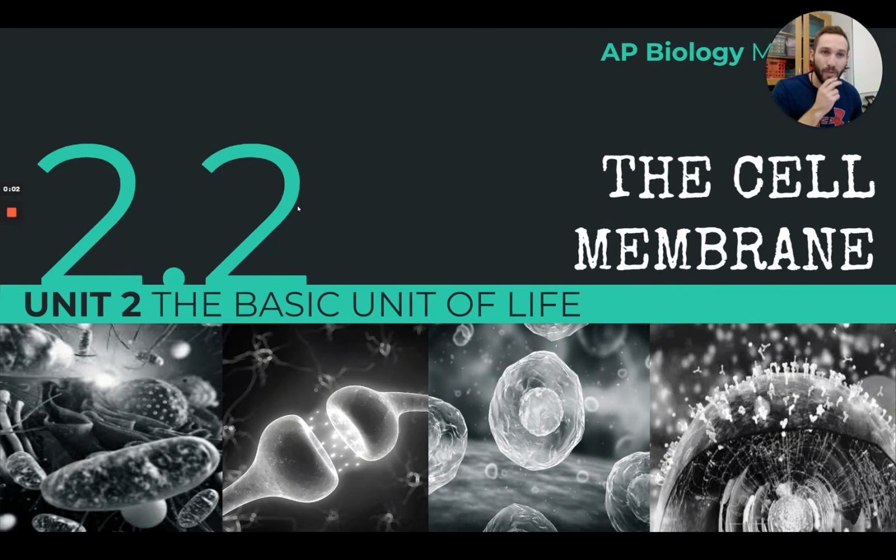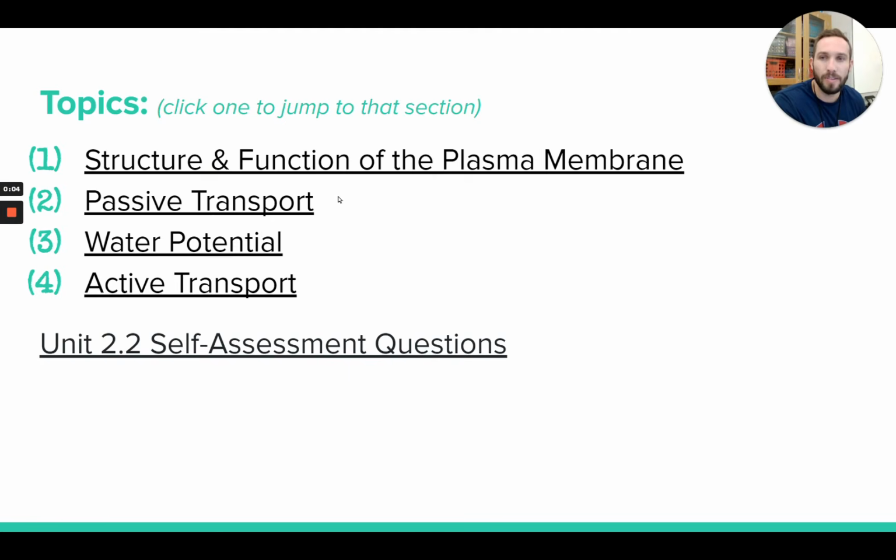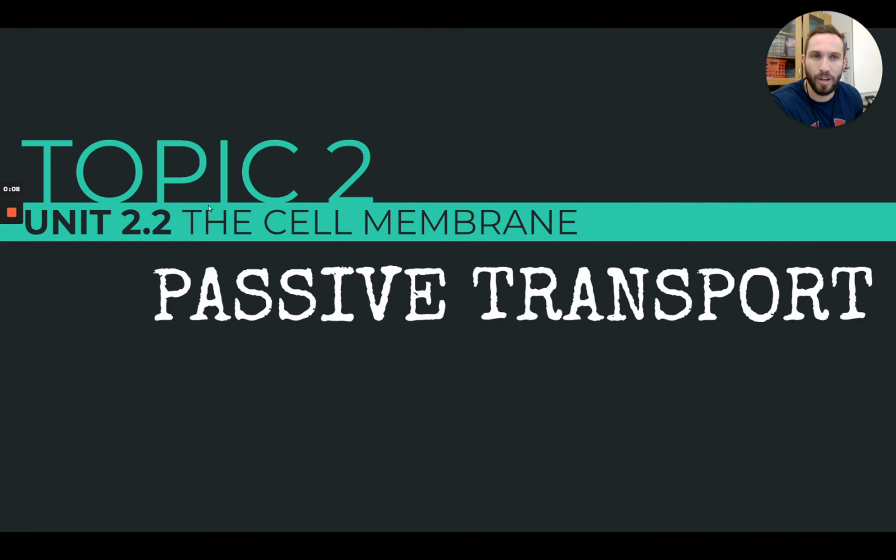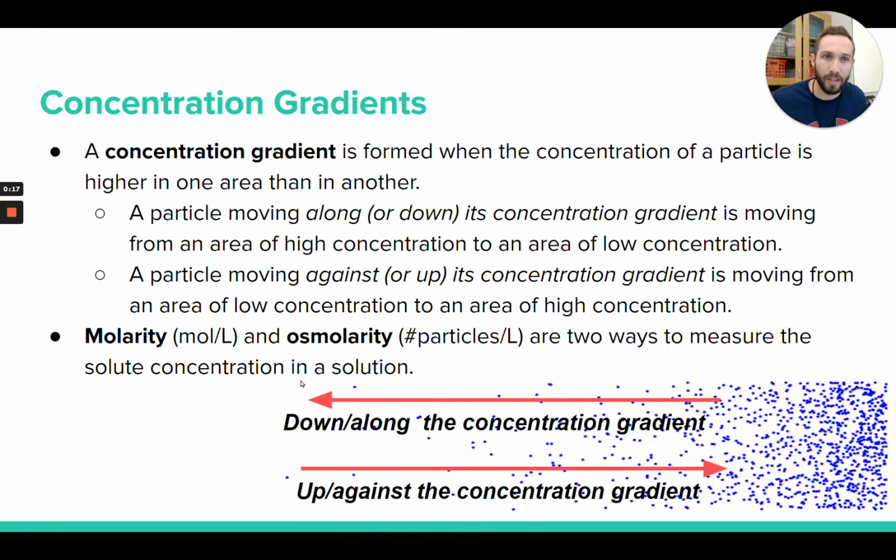Okay, we're going to go ahead and move on in the Unit 2.2 notes. In this video, we're going to specifically look at topic 2, which is about passive transport. Passive transport is, I guess you can call it, a category of movement across the cell membrane. And so we'll take a look at what this means.